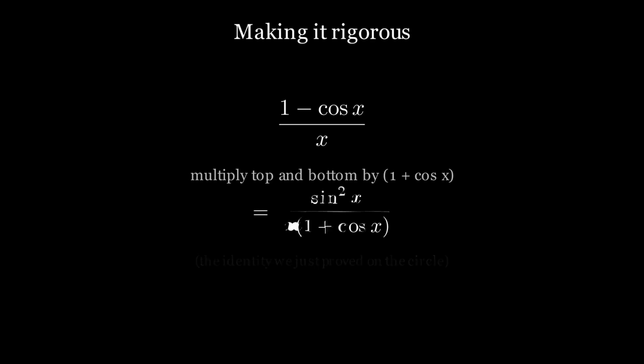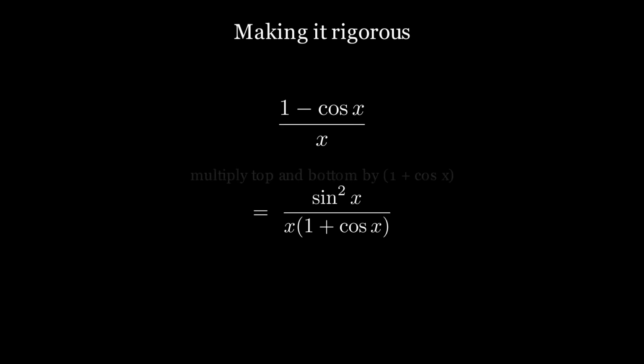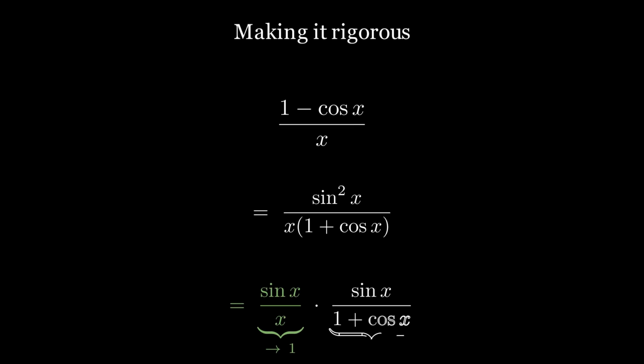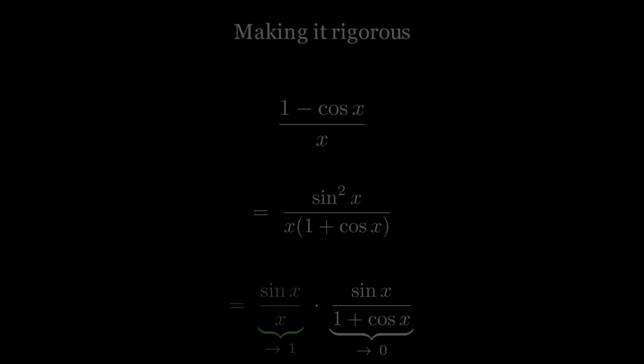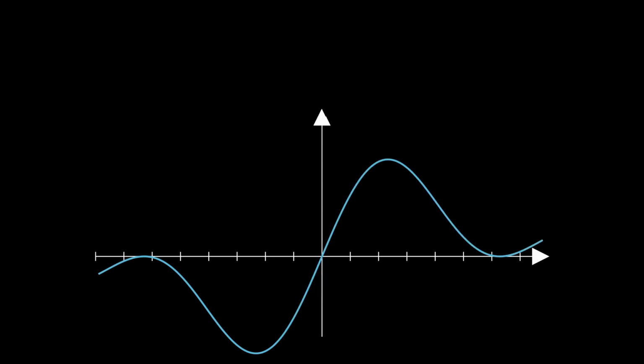Split that into two separate factors, sine x over x, times sine x over 1 plus cosine x. We already know the first factor heads to 1, that's the green result from last time. The second factor, as x goes to 0, sine x goes to 0, while 1 plus cosine x goes to 2. So that whole fraction heads to 0 over 2, which is 0. A number heading to 1, multiplied by a number heading to 0, gives a product heading to 0.